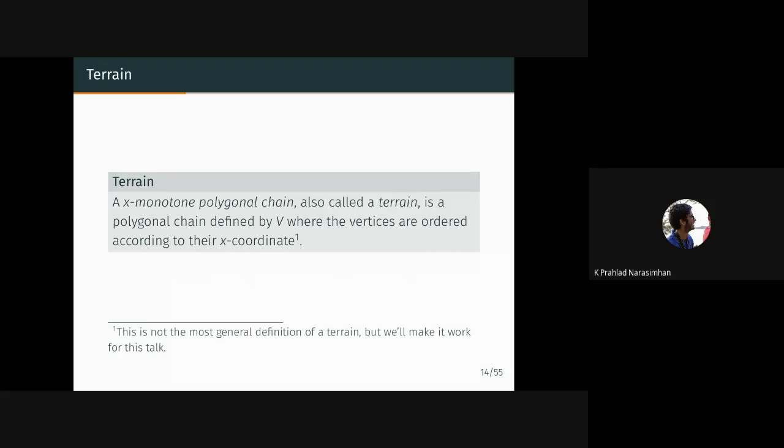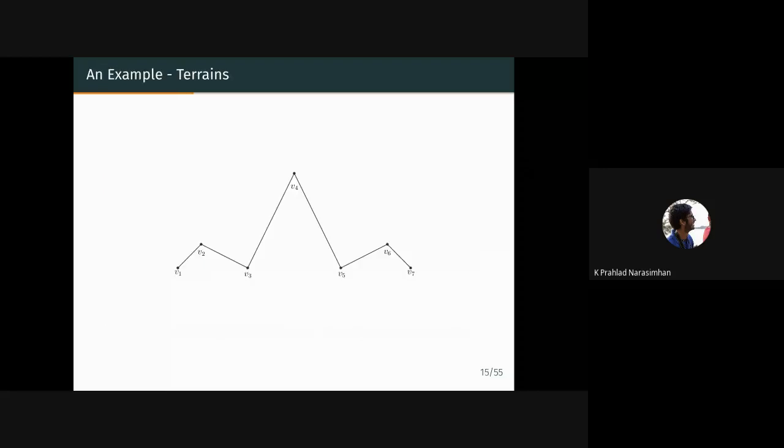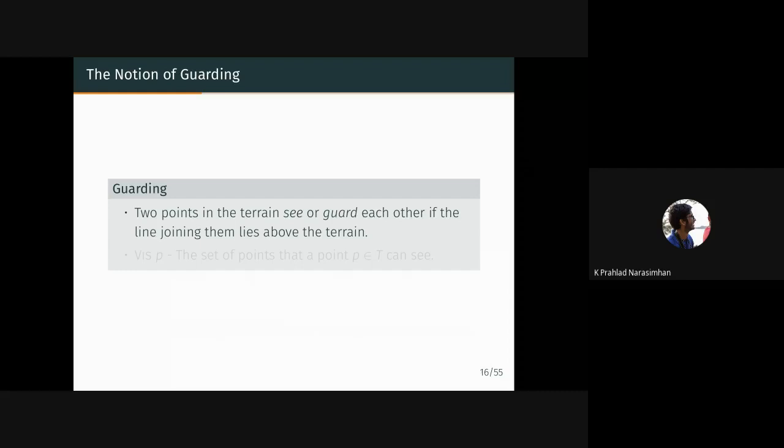That is exactly what the footnote was for. So now let's look at the notion of guarding. I say that two points in the terrain see or guard each other if the line joining them lies above the terrain. Again, a fairly simple idea. Think of the terrain as a mountain range or something, then this comes naturally.